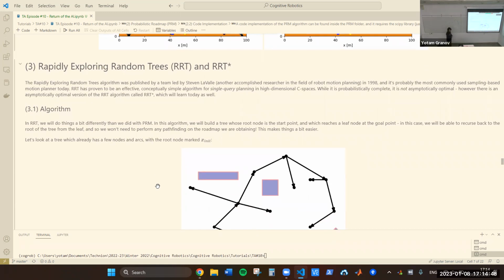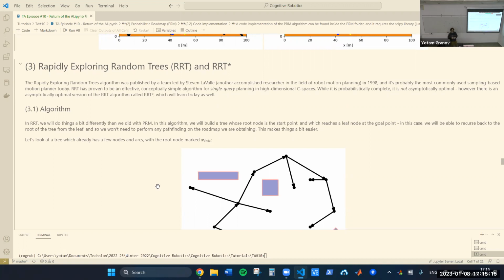So now we'll get to another really interesting algorithm. This one's a bit different than PRM. It's called rapidly exploring random trees. The idea here is that instead of building a graph, we will build a tree. This will be much faster than building a graph. And it'll actually make our lives much easier, because if we build a tree in the way that I'm explaining here, we won't need to do pathfinding. We'll automatically be able to just use recursion to get from the goal to the start node without having to run Dijkstra or A-star or anything.